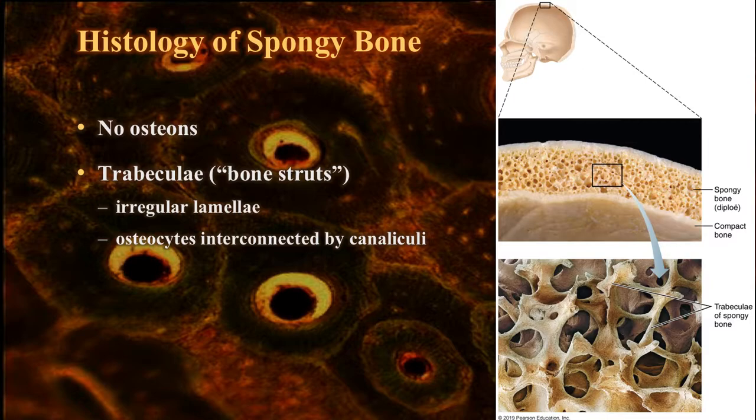So instead, we have these things called trabeculae, which are the bone struts. And all these little needle-like projections here are the trabeculae, and they stick to each other. You end up with irregular lamellae. Okay, they're all over the place. But the osteocytes are still connected by canaliculi because the osteocytes are still holding hands with each other. Okay? All right. So that's found within the flat bones and within the ends of the long bones. Okay? All right.